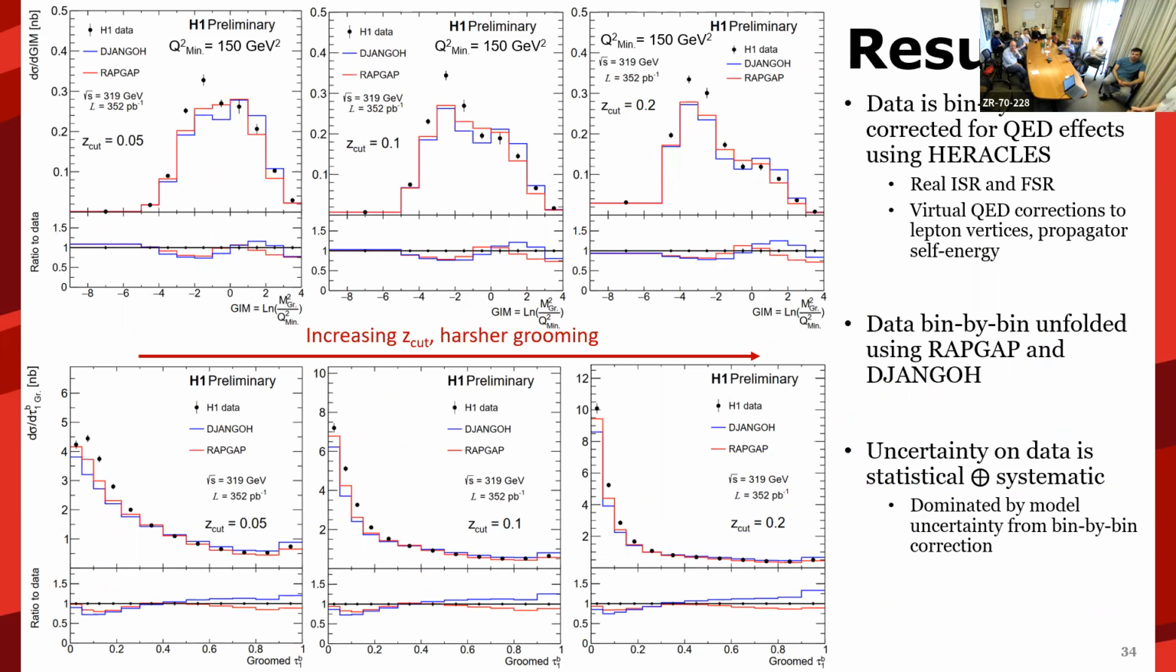So here we have some comparisons to data. The data is bin by bin corrected for QED effects using a QED attachment to Monte Carlo event generators called Heracles, which produces real initial and final state radiation, as well as some virtual QED corrections. The data is also corrected for detector effects by doing a simple bin by bin correction. And the uncertainty on this data is statistical and systematic, which is very, very much dominated by the model uncertainty from the bin by bin correction.